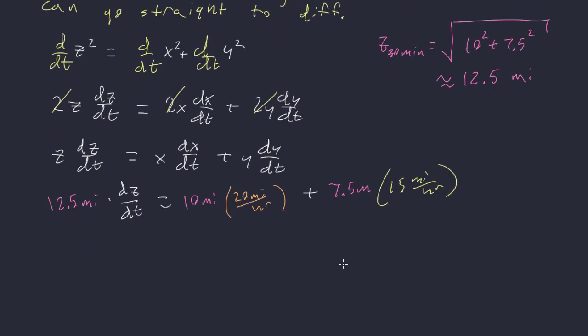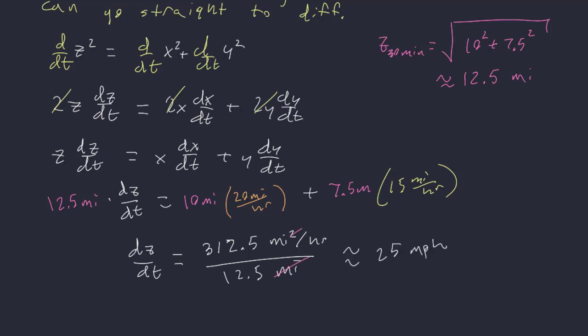Okay, so dz/dt is equal to, all of this comes out to be 312.5 square miles per hour, all over, then we divide by that 12.5 miles. So this mile cancels with one of those, and we end up getting 25 miles per hour.